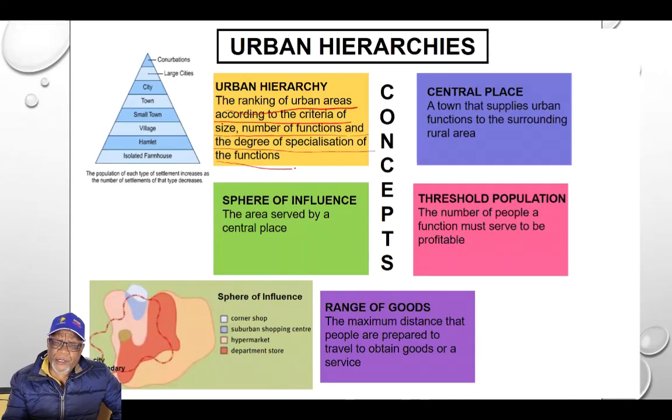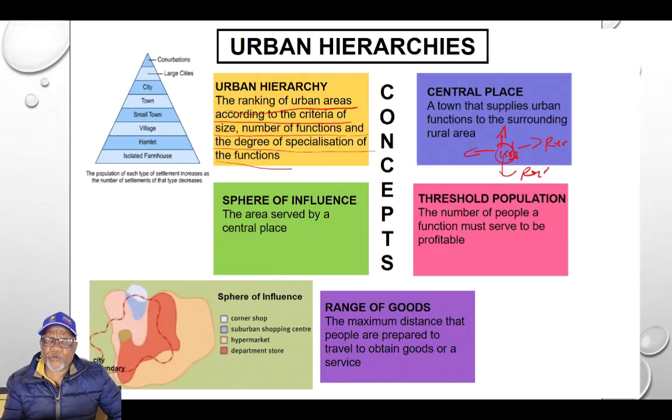Now, under these urban hierarchies, we have a central place town or central place city, which is a town that supplies urban functions to the surrounding rural areas. So you have a town in the center and you have rural settlements around it, and they receive the services from this urban area. You have rural right around. So this is where we're now moving to the concept of threshold population. What is threshold population?